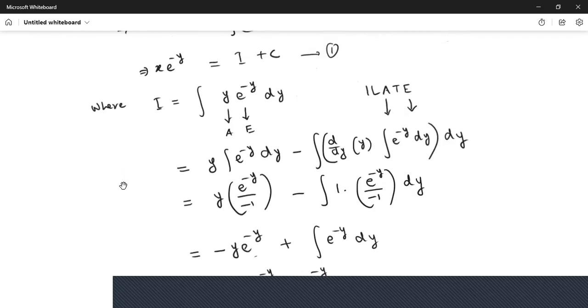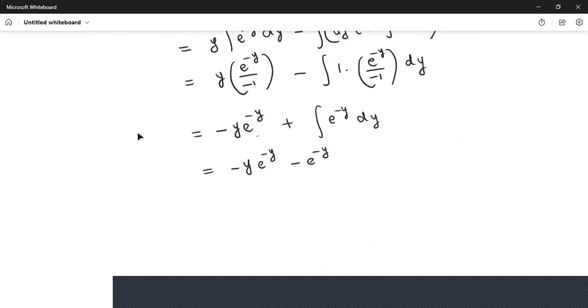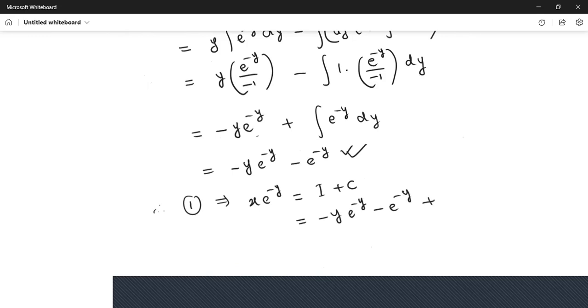So now you see we have assumed I to be this function, right? I is equal to this integral. So from 1, now we can replace it. So what is 1? 1 was, if you remember, x e power minus y is equal to I plus c. So we'll just simply replace this I, which is this one. This is your I. So minus y e power minus y minus e power minus y plus the constant.